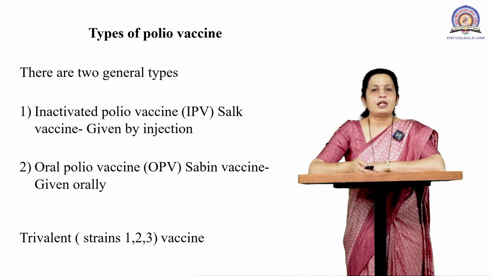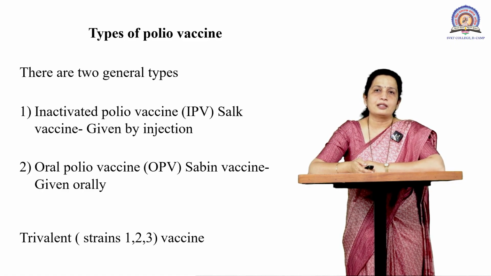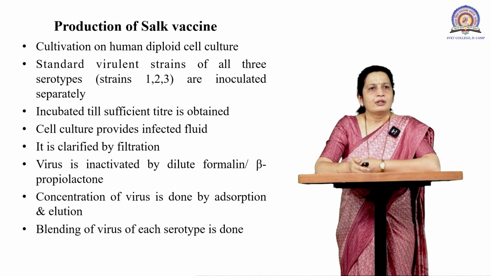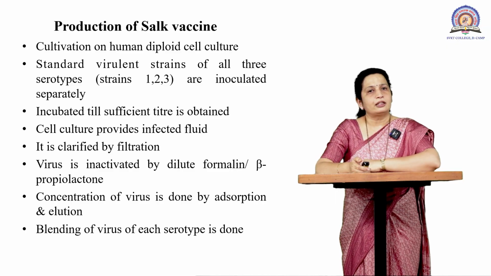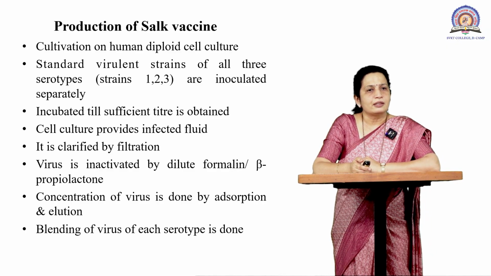Now, in both types of vaccine, either the Salk vaccine or the Sabin vaccine, all three strains, all three serotypes of the vaccine are used. Now, in the production of the Salk vaccine, which is an inactivated or killed type of vaccine, first there is growth of the virus.